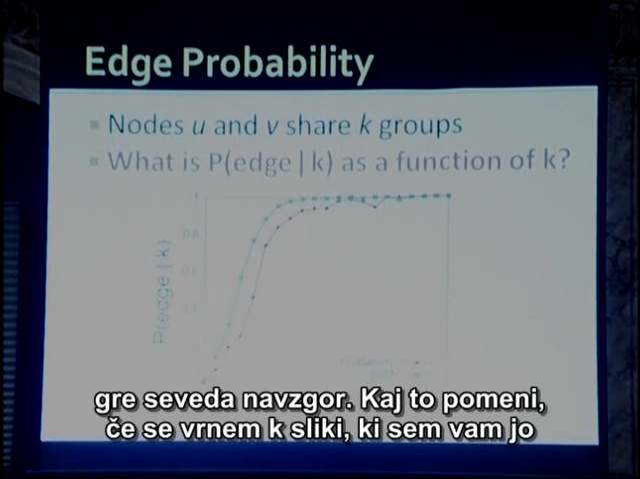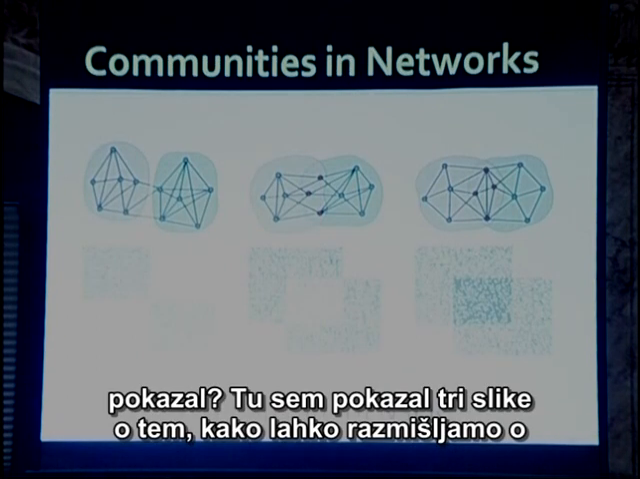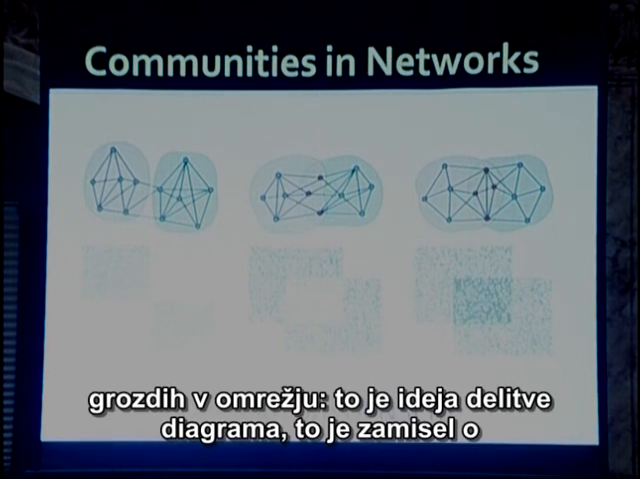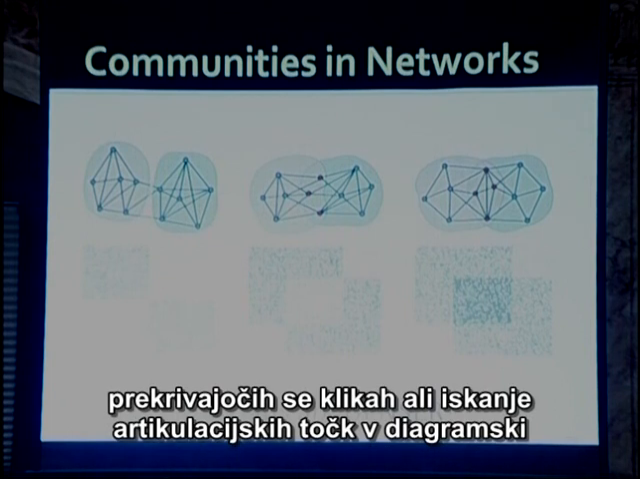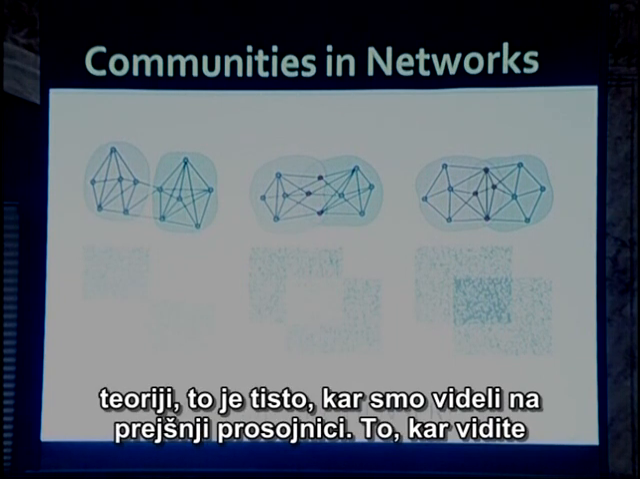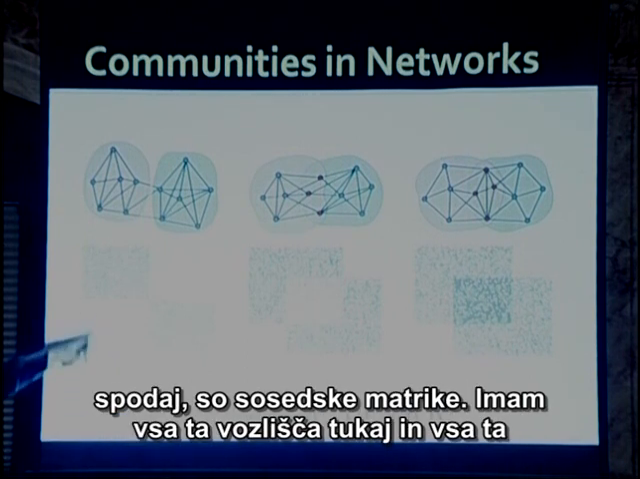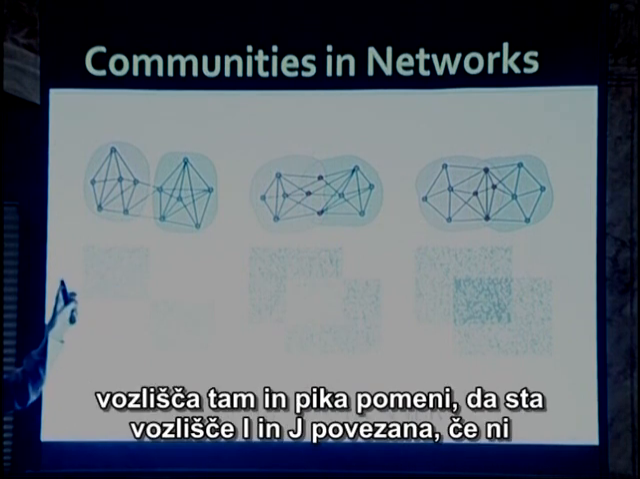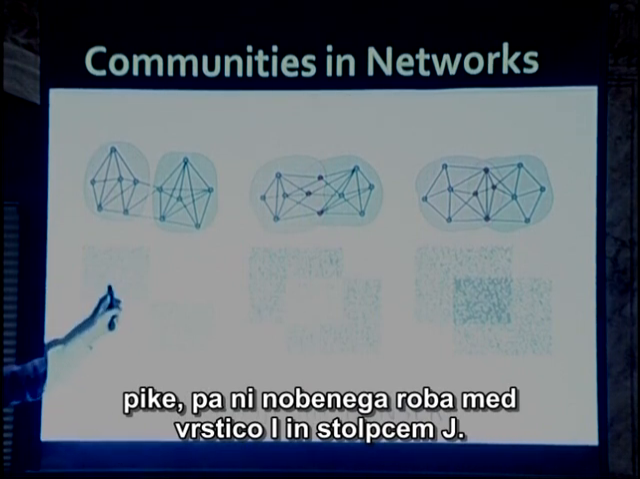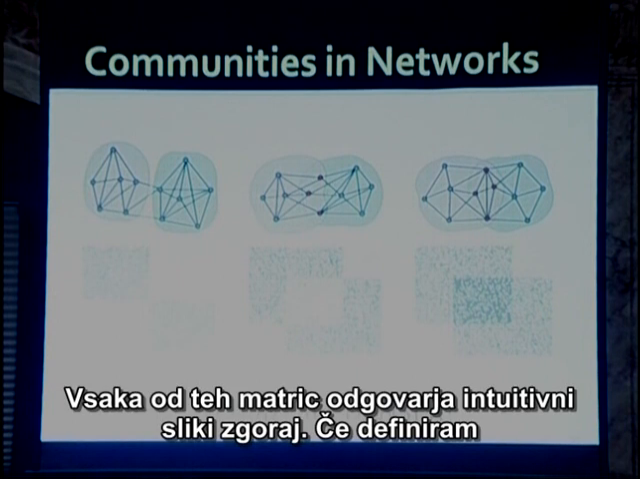So going back to the pictures that I showed you, here are three examples of how we can think about clusters in networks. This is the graph partitioning idea. This is the idea of overlapping cliques, or finding what are called articulation points in graph theory. And this is what the graph on the previous slide tells you. Below these are adjacency matrices. I have all the nodes here and all the nodes there, and a dot means that nodes i and j are connected, and no dot means there is no edge between row i and column j. Each of these matrices corresponds to the intuitive picture up there.